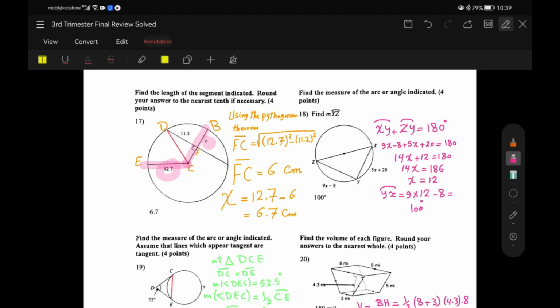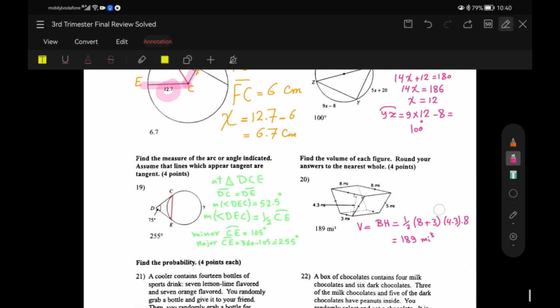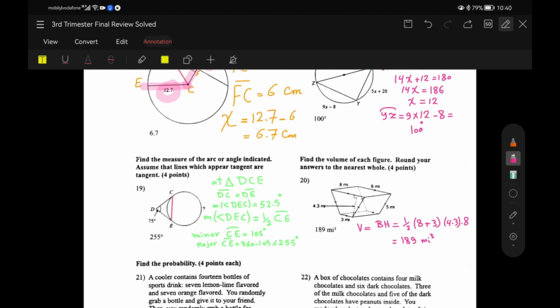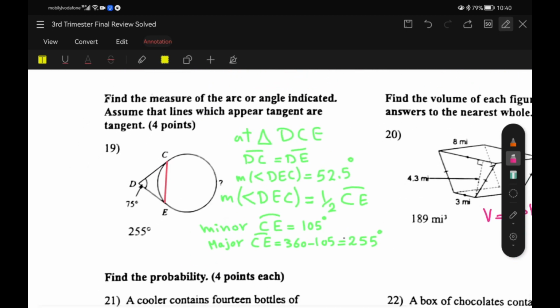Do it. At number 19, find the measure of each arc or angle indicated. Assume that the lines which appear tangent are tangents. We are going to make a small construction by connecting C with E. Now we have DC must be equal to DE. Why? Because they are two tangents drawn from the same starting point D. That's why angle DCE must equal angle DEC, because this is an isosceles triangle.